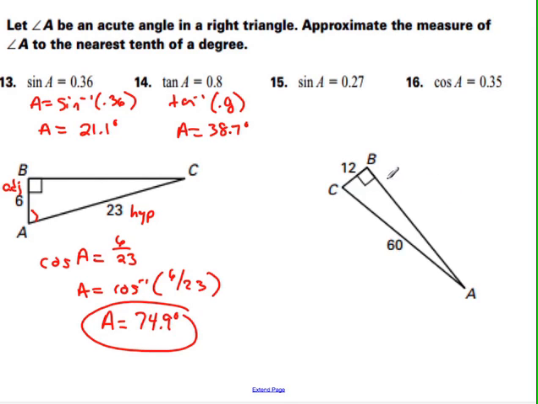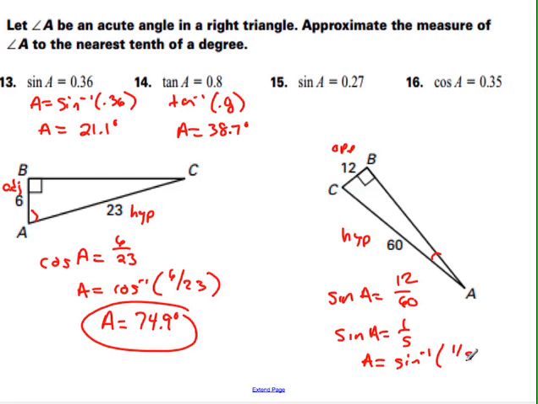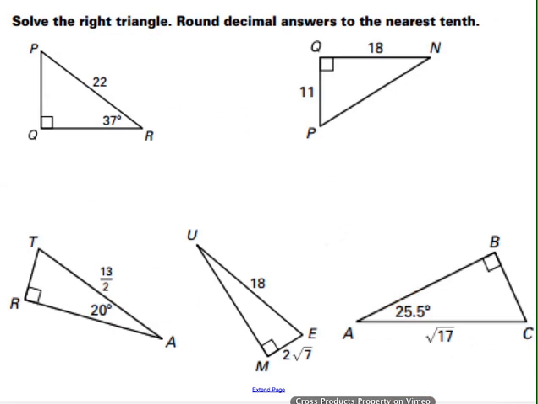This example over here should be pretty similar. The idea here is this is just going to be the opposite side, and this is going to be the hypotenuse. So we'll be using the sine of A equals 12 over 60. If we want, we can simplify that fraction one step, but it still turns out to be the same, the sine inverse of 1/5, which should give us that A equals approximately 11.5 degrees.